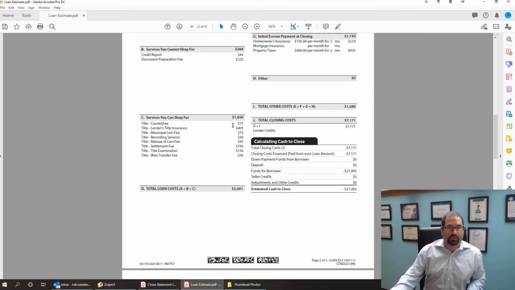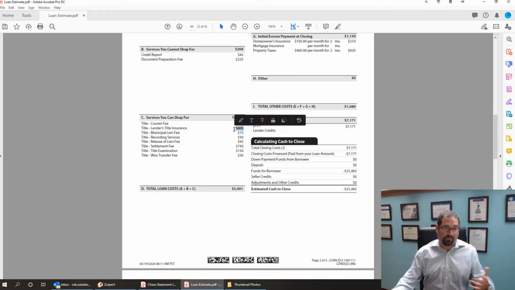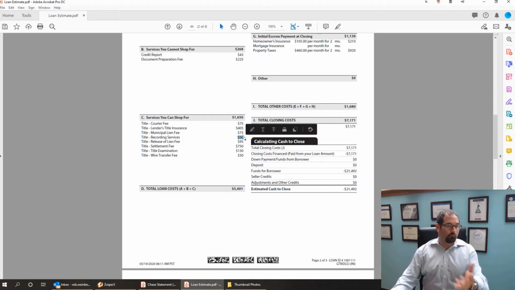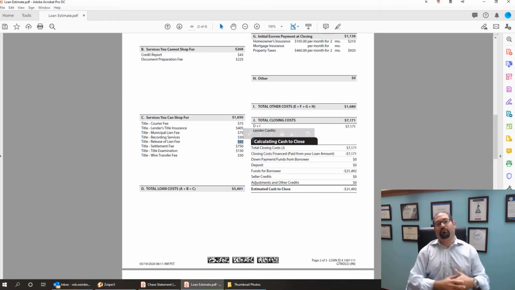Okay, courier fee is going to be a fee for them sending out documents by like overnight mail. Lender's title insurance is going to be the money that insures the lender and that their loan is going to be made good on the title. Municipal lien fee is a fee that's charged for them to get the tax information on the property from the town or city that you're buying in. Recording fee to record the mortgage and documents. Release of lien fee if they need to have a mortgage discharge or the mortgage that was on the house previously released.